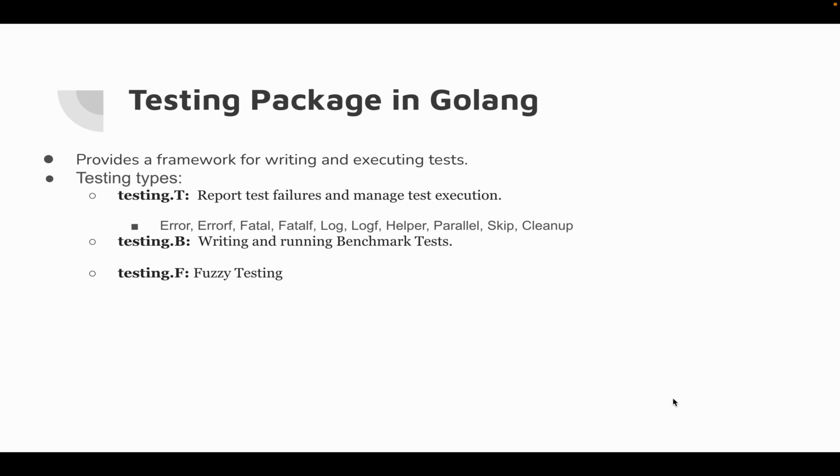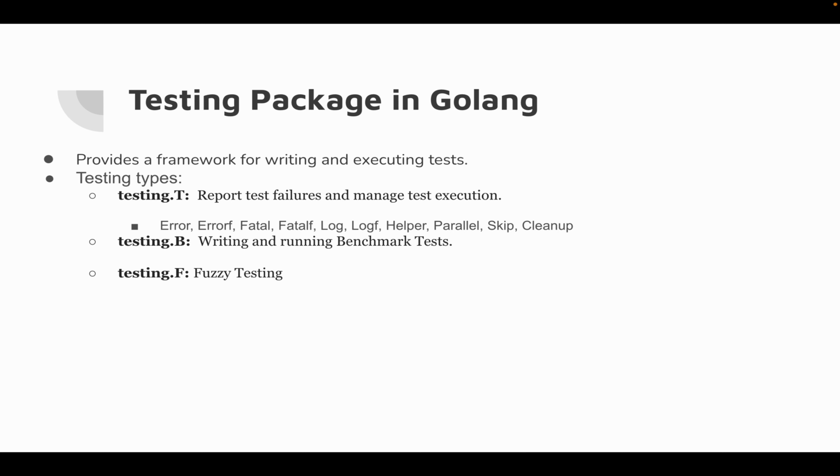The first one is testing.T. This type is basically used for reporting test failures and managing test execution. It provides many functions like Errorf, Fatalf, Logf, Helper, Parallel, Skip, Cleanup. We will see each of these functions one by one in the code.